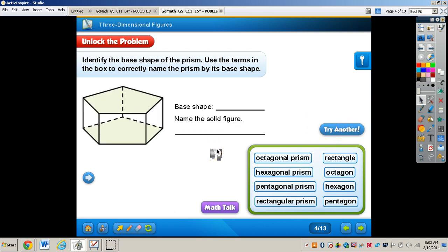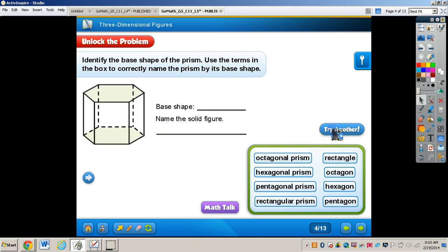We're going to take a look at the base shape in this prism here. We can see that the base here has 1, 2, 3, 4, 5 sides, and so since it has 5 sides, that would be a pentagon. So the solid figure would be a pentagonal prism.